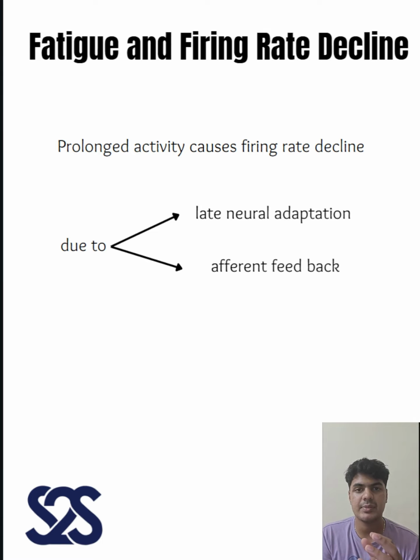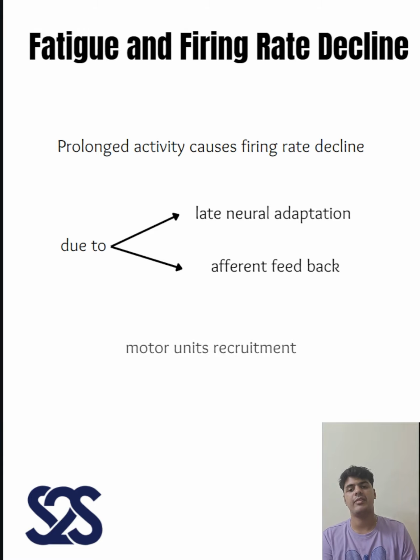Late neural adaptation is basically when the higher center has sent a signal, but the muscle or the later neurons or motor units are not able to receive that signal at full strength, or are not able to make sure that the movement is happening or the force is being produced. Afferent feedback is where a higher inhibitory feedback is being sent back to the spinal cord, which reduces the firing rate.